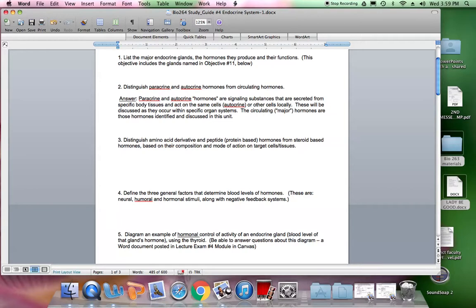Okay, number 3, distinguish amino acid derivative and peptide or protein-based hormones from steroid-based hormones. If I say amino acid derivative, that just means it's one. We can also say they're, air quotes, protein-based, but of course amino acid is the building block for proteins. Amino acids are linked together by peptide bonds to form peptides or chains of amino acids, and then as they increase in complexity, they can form very large proteins.